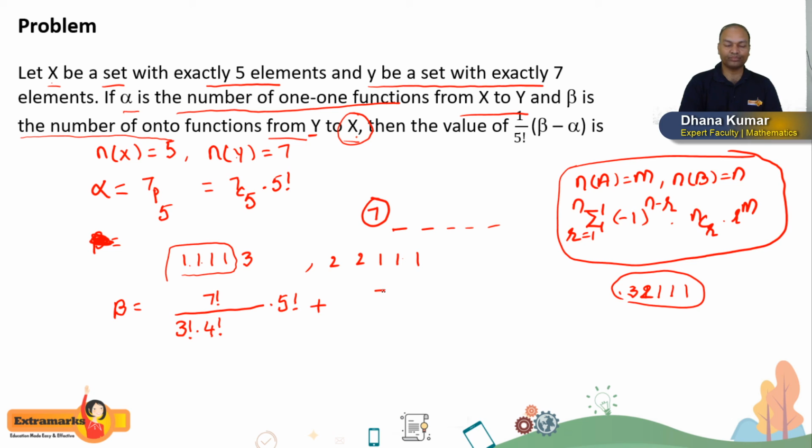Plus, coming to this one, 7 factorial by 2 factorial for one group and 2 factorial for one more box, like that. But for these two, the first 2 boxes are an equal division, so by 2 factorial into 1 factorial into 1 factorial into 1 factorial. 1 factorial means 1, 1 into 1 into 1, 1. That is why I am not writing it. But for 3 groups of equal division, you write 3 factorial. 5 groups can be arranged in 5 factorial ways. Understood? So that is equal to, simplification.